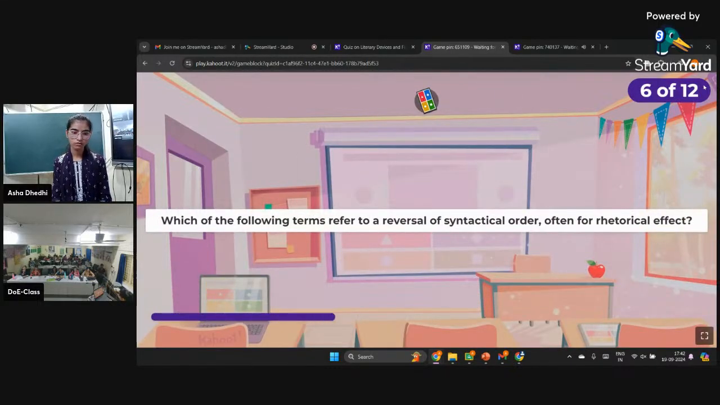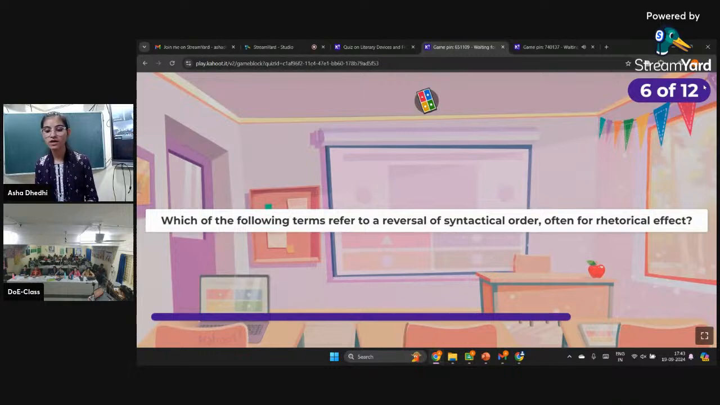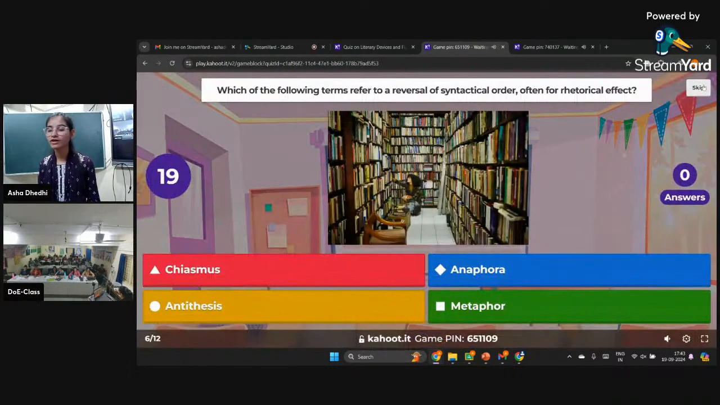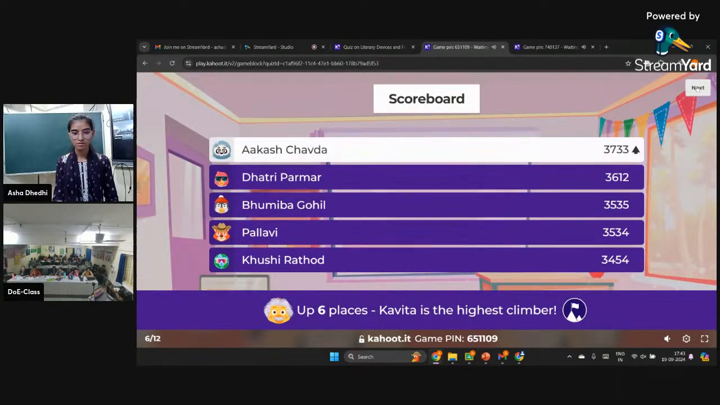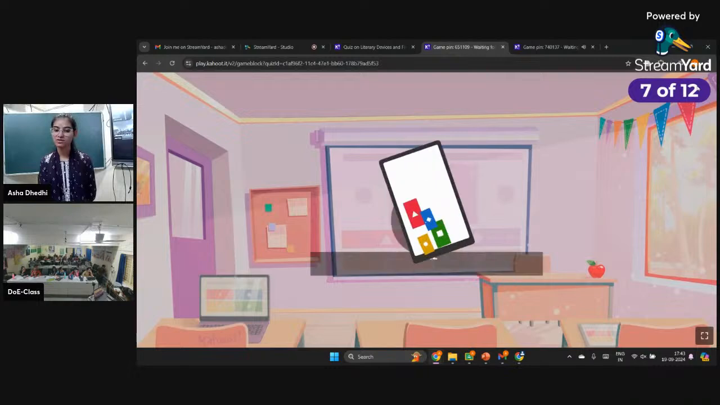The next question is, which of the following terms refers to a reversal of syntactical order often for rhetorical effect? The definition of one literary device is given here, so you just have to identify that literary device. When we see the reversal of words within a sentence, it is considered chiasmus, right? So 7 people have given the right answer. Akash Gowda is in the first position.